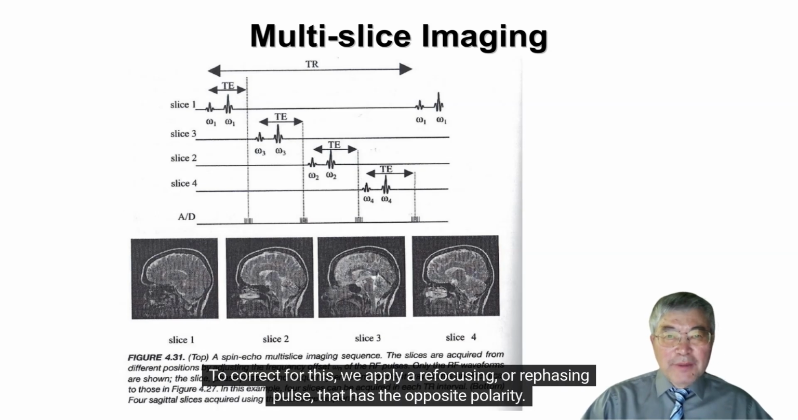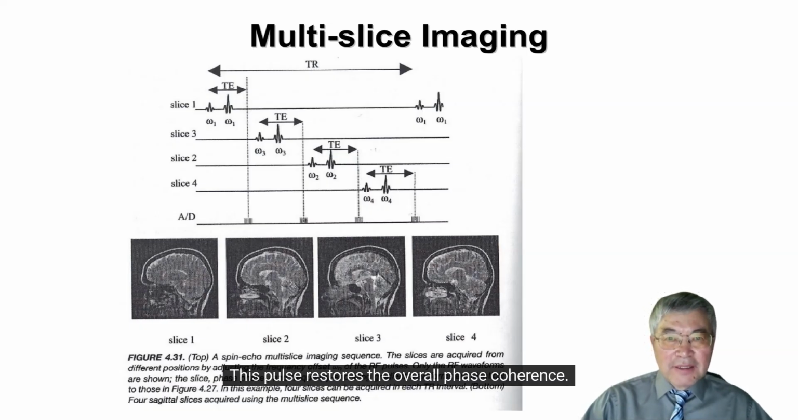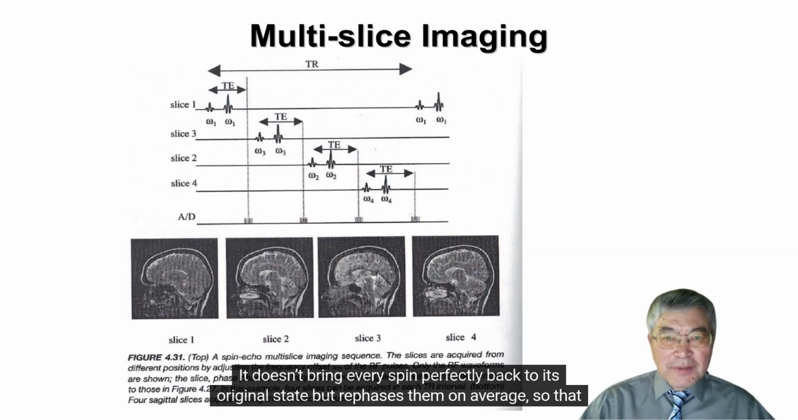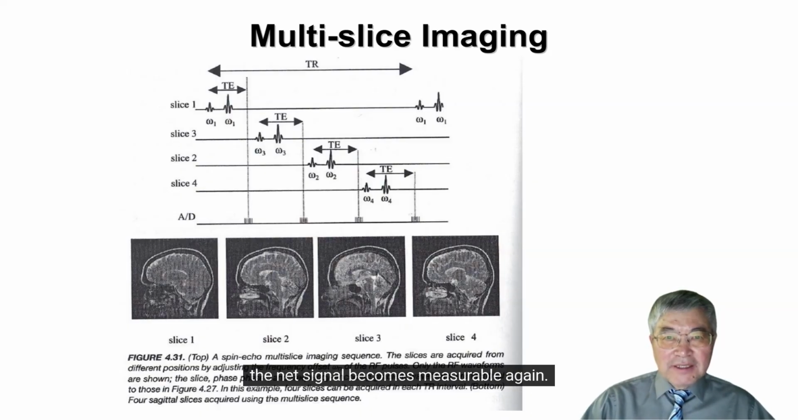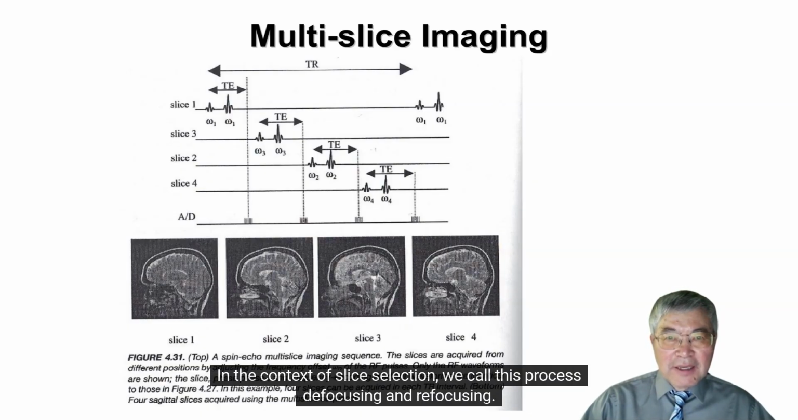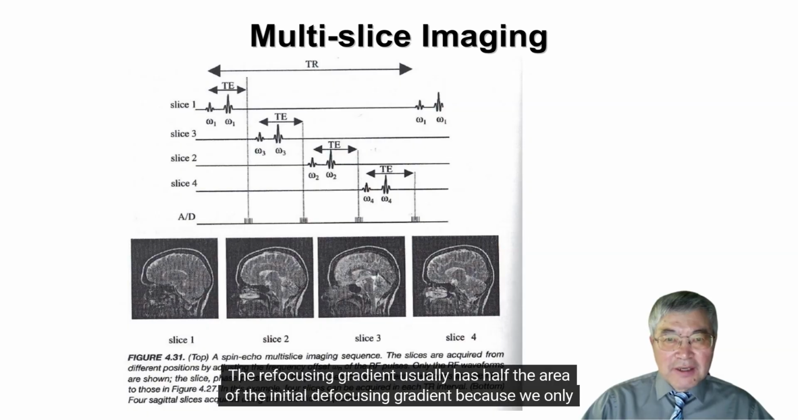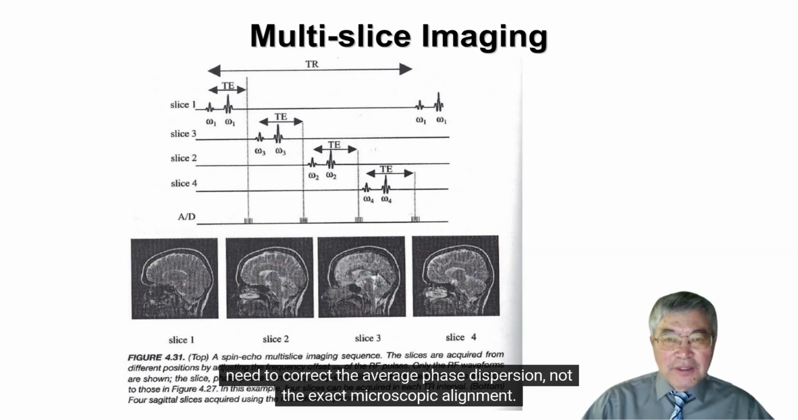To correct for this, we apply a refocusing or rephasing pulse that has the opposite polarity. This pulse restores the overall phase coherence. It doesn't bring every spin perfectly back to its original state, but rephases them on average so that the net signal becomes measurable again. In the context of slice selection, we call this process defocusing and refocusing. The refocusing gradient usually has half the area of the initial defocusing gradient because we only need to correct the average phase dispersion, not the exact microscopic alignment.